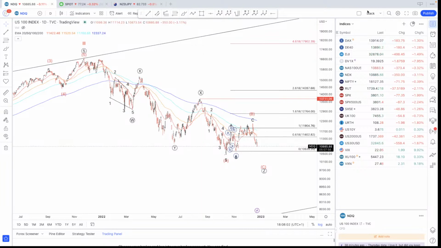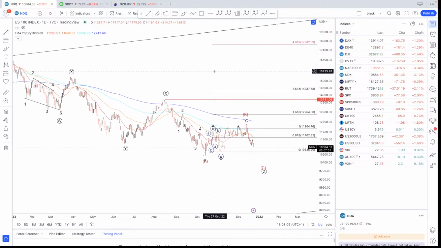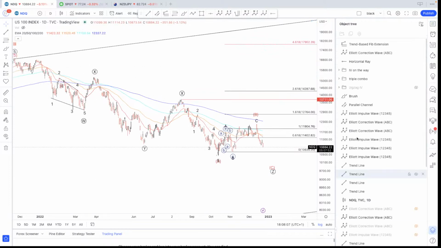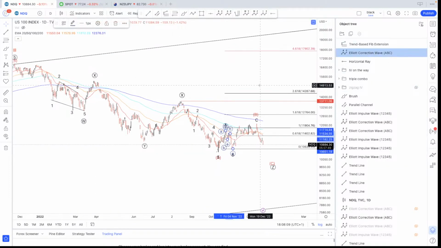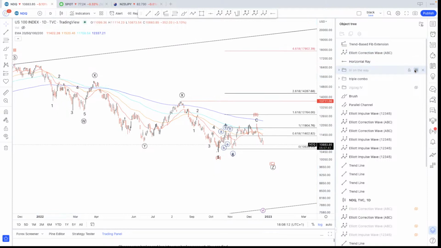What else? But yeah, the Nasdaq has been moving as expected. Let me just see here. Triple combo.